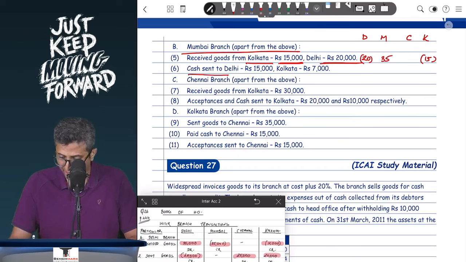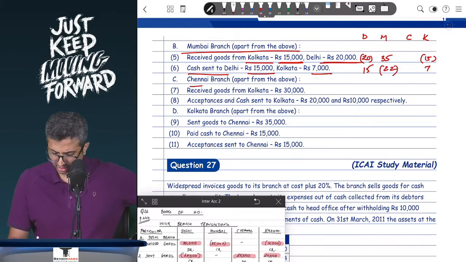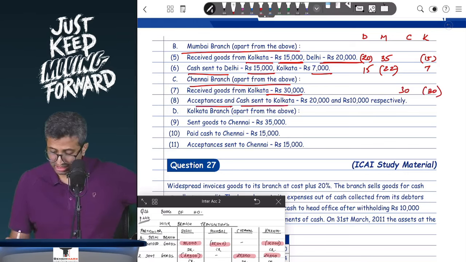Cash sent. So payment is made to Delhi. So Mumbai is making the payment to Delhi. Delhi is receiving it 15. Calcutta is receiving it 7. And hence this is 22, negative. Chennai branch, apart from the above, received goods from Calcutta. So Chennai branch is receiving goods. Plus 30. Calcutta is giving the goods. So this is credit. Acceptances and cash sent to Calcutta. So I am paying Calcutta, so my account will be reduced. 20 and 10. I think this will be total 30. So we will say minus 30 and they have received 30.